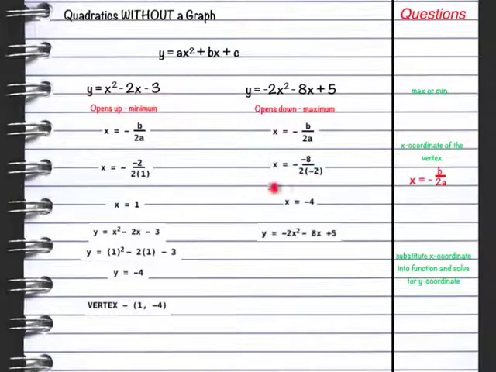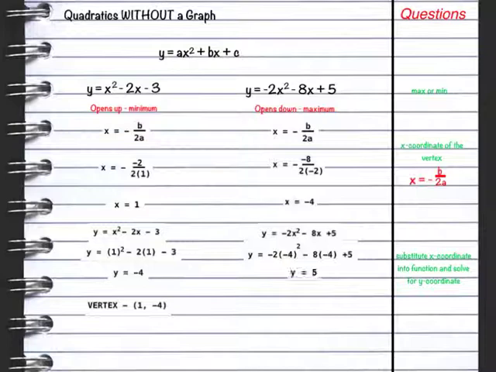Now once I have the x value of my vertex, I can go ahead and take that negative 4 and plug it into my equation. Once again, please make sure you use parentheses when you plug it in. And then from there, it's just a matter of simplifying the equation. And that gives me y equals 5. So the vertex of this parabola would be (negative 4, 5).